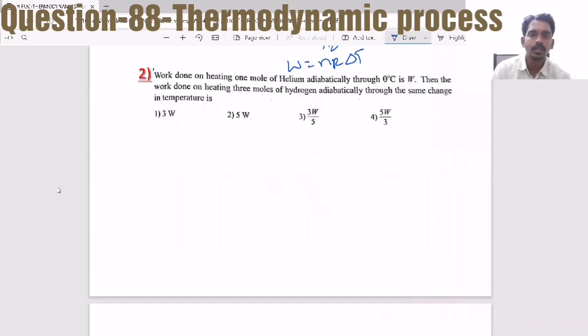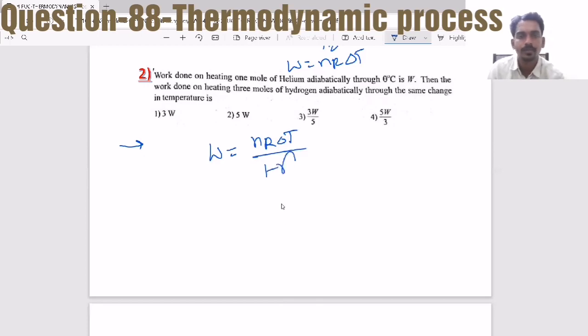Next, the work done on heating 1 mole of helium adiabatically through 3 degrees Celsius is W. What is the work done on heating 3 moles of hydrogen adiabatically through the same change in temperature? The work done in an adiabatic process is nR ΔT by (1 minus gamma).